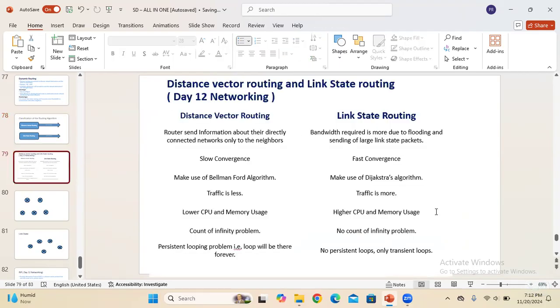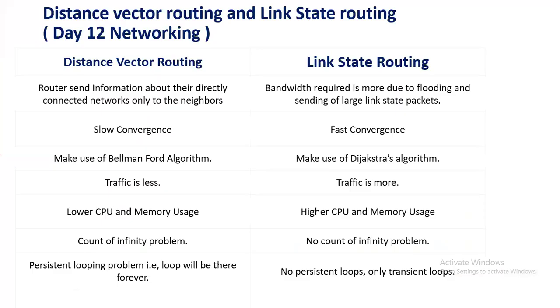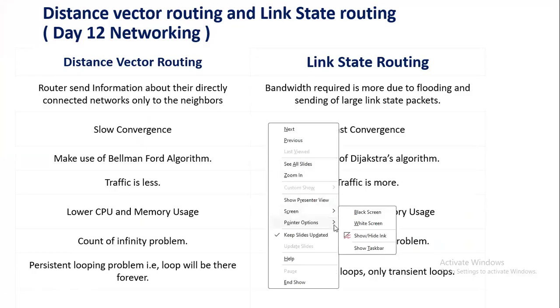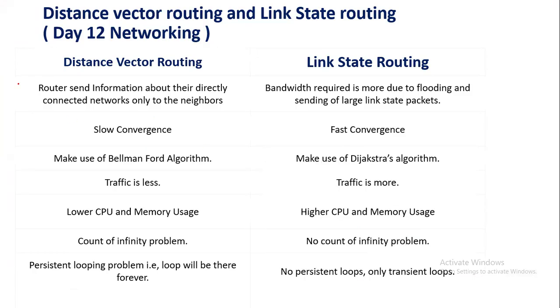But before starting, let's discuss what is the distance vector routing protocol, what is link state routing, and what algorithm they are using. So let's start with the first piece of information. Let me open the pointer. The first is routers' information about directly connected networks, meaning the neighbor of this particular router can send all routing information to that router.